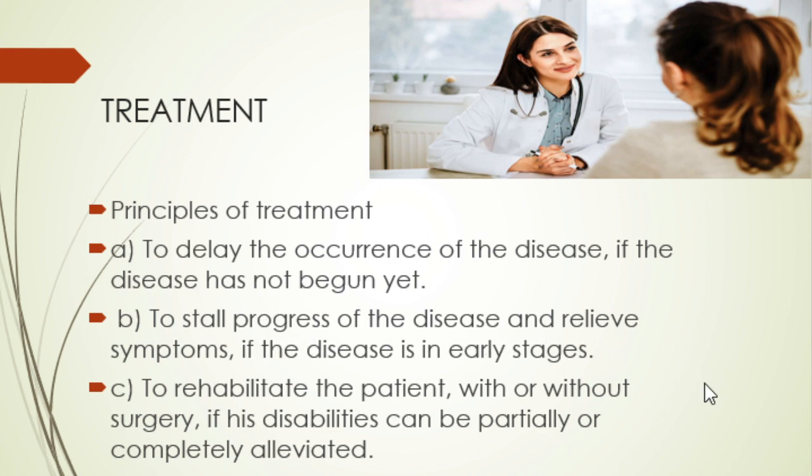If the disease is of primary nature, then we have to palliate the disease by giving analgesics to reduce pain and to treat the early symptoms of the disease. Then to rehabilitate the patient with or without surgery, if his disabilities can be partially or completely alleviated. If the cause of the primary osteoarthritis is obesity, we can advise the patient to decrease his or her weight to completely or partially alleviate the disease. Okay, so this is the primary way to treat.